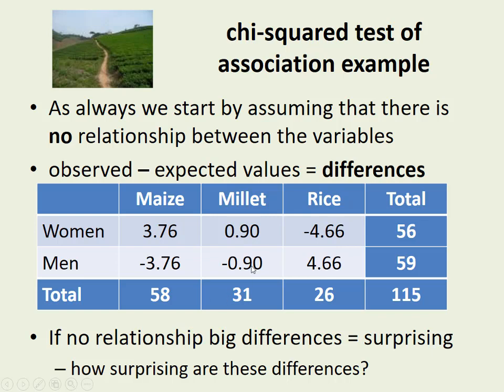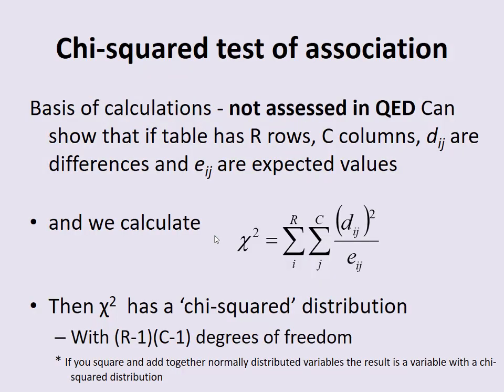The question is, how likely is it to get differences as big as that if the null hypothesis is true? And here we come to our friendly purple screen, which is the stuff we're not going to assess. You can show mathematically, but it does need some quite good A-level maths to show this. Basically, if you can understand the maths, then you can understand what these subscripts mean. So Dij is the difference in the ith column in the jth row. That's the expected value in the ith column in the jth row.